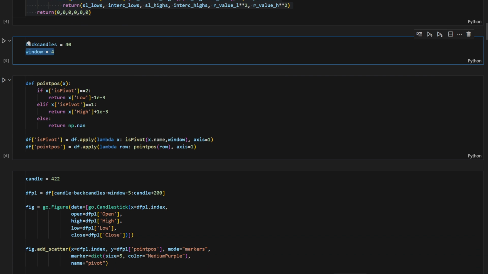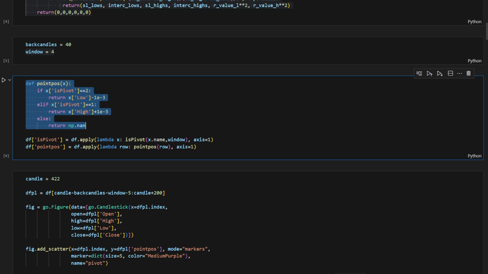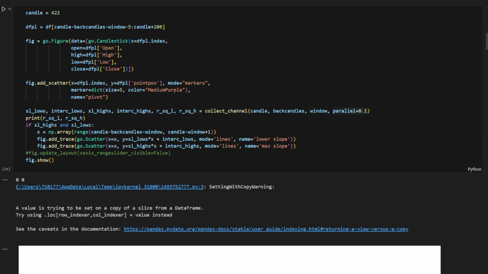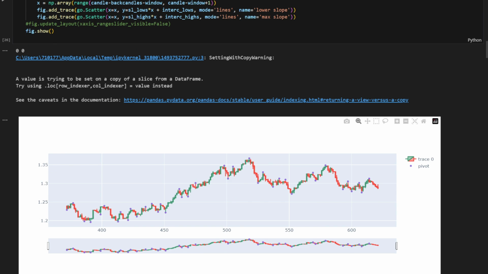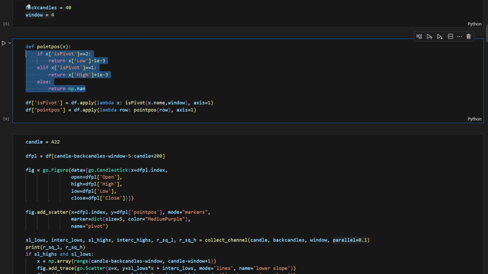We're going to define a new function called point position, and this is just for visualization purposes. So whenever we have a pivot, we're going to add a point above or below the candle, depending if it's a pivot high or a pivot low. And this is just to be able to visualize these points right here. So I'm defining this function right here. We're applying it to the data frame after computing the pivots. Wherever we have a pivot, we're going to place a point, an additional point.